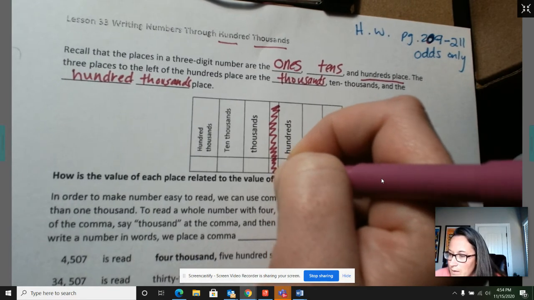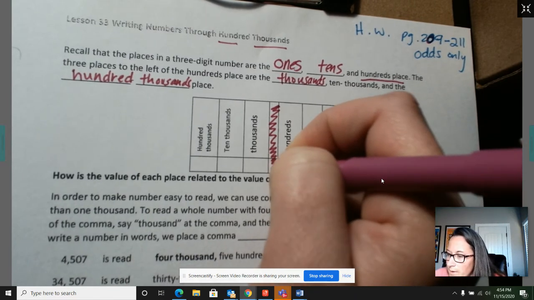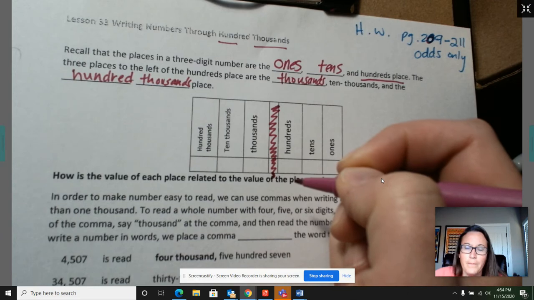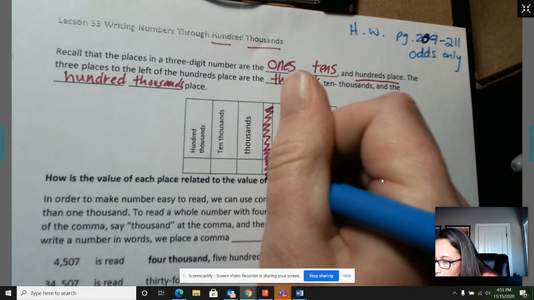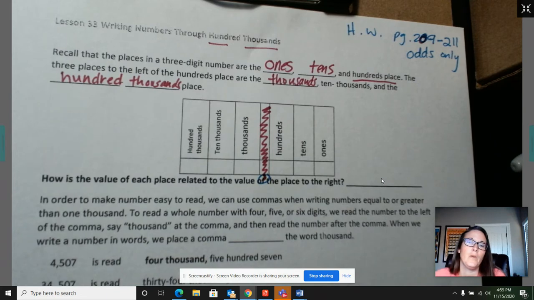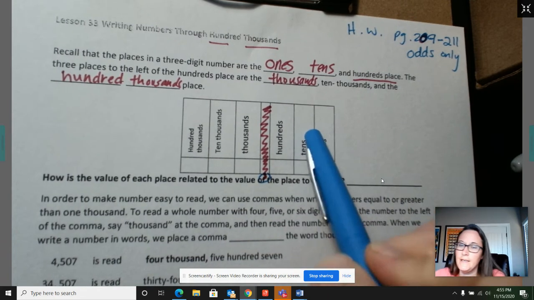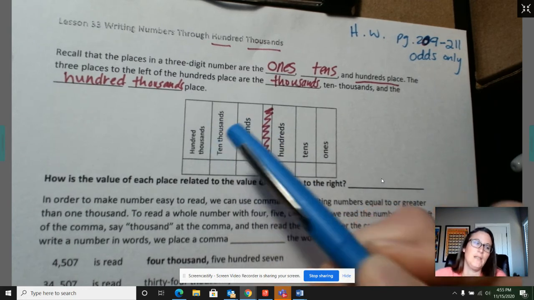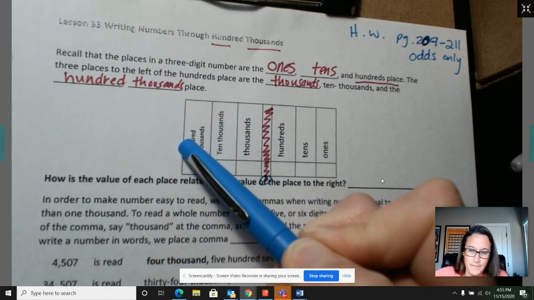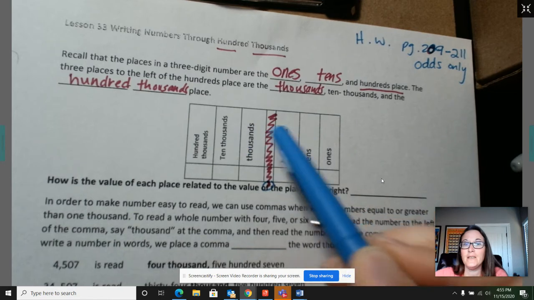All right. So we have ones, tens, hundreds, comma. So I left this one. Ooh, I should have a comma here. We're going to put a little comma there. Circle it so it stands out a little bit. So we have ones, tens, hundreds, comma, thousands, 10,000s, 100,000s. Okay. So those are the 6 places that we're working with.